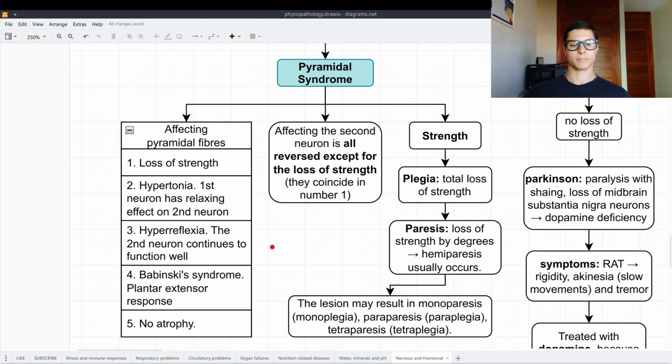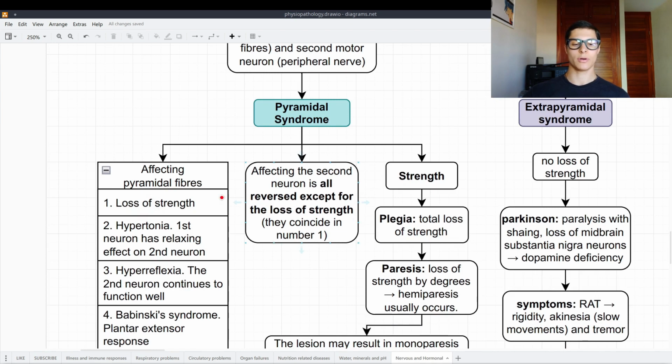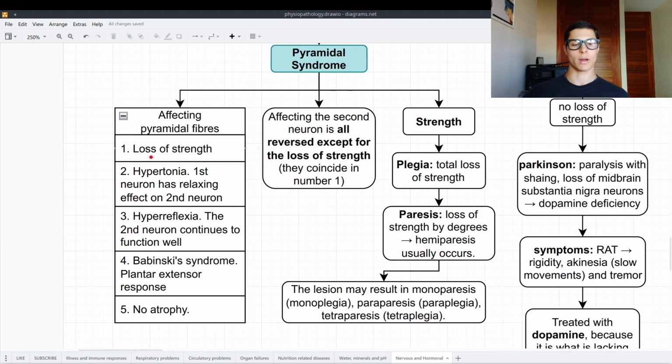And no atrophy. Then another pyramidal syndrome is affecting the second neuron, so the peripheral nerve. And it's all the reverse except for the loss of strength, so they coincide in number 1. Loss of strength, hypotonia, hyporeflexia, no Babinski syndrome, and yes, atrophy.